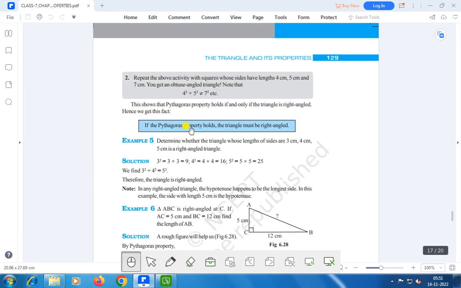Repeat the above activity with squares whose sides have length 4 cm, 5 cm, 7 cm. In this case also, 4 square plus 5 square is not equal to 7 square. This shows that Pythagoras property holds if and only if the triangle is right angled. Hence we get this fact that if the Pythagoras property holds, the triangle must be right angled.